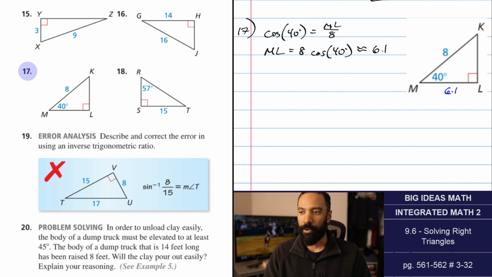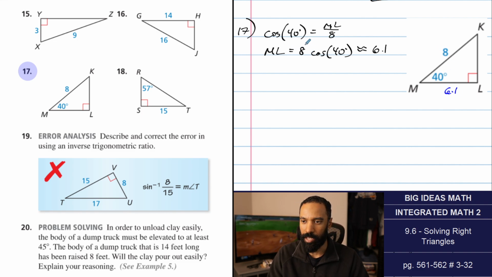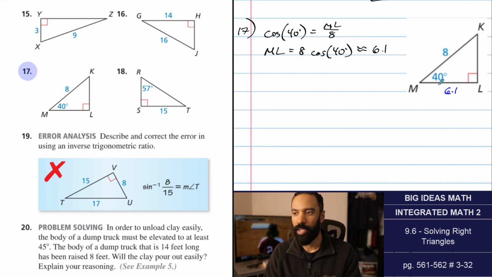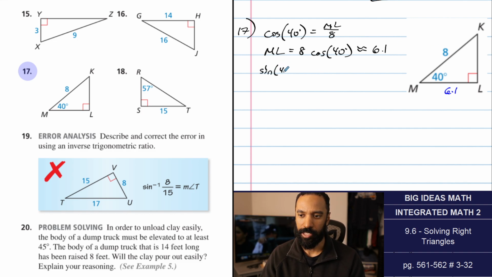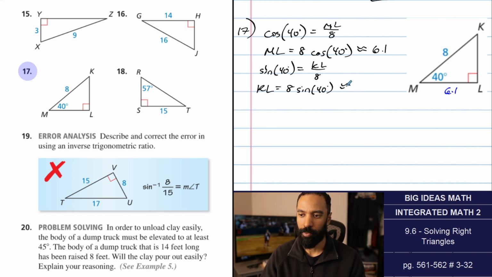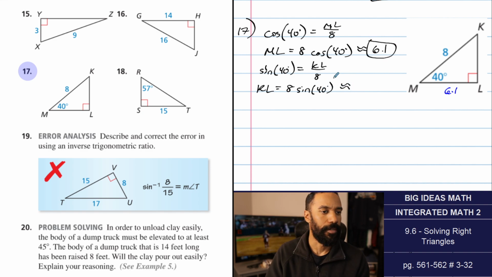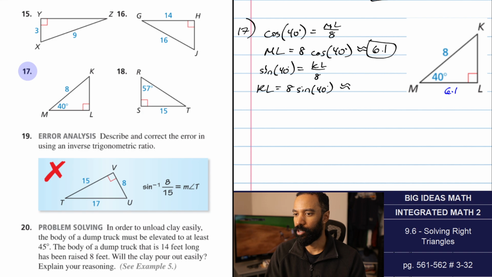6.1. Now, KL, again, Pythagorean theorem is possible, but that value is rounded, and I don't want to say 8 times cosine of 40 quantity squared in my Pythagorean theorem, so let's just use trig one more time. Opposite of 40 and hypotenuse with that 8 means I should use sine. The sine of 40 is KL. Probably should have said LM instead of ML. KL over 8. So KL is 8 times the sine of 40, which is about 5.14, so around 5.1.